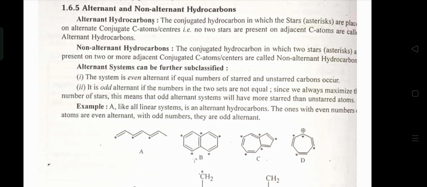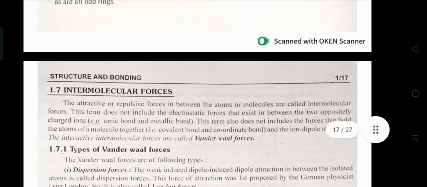Alternate systems can be further subdivided. The system is even alternate if an equal number of starred and unstarred carbons occur. It is odd alternate if the numbers of the two sets are not equal. Since we always maximize the number of stars, this means that the odd alternate system will have more starred than unstarred atoms.